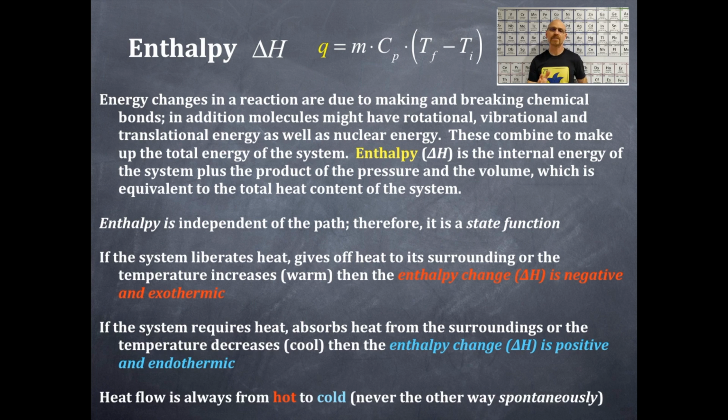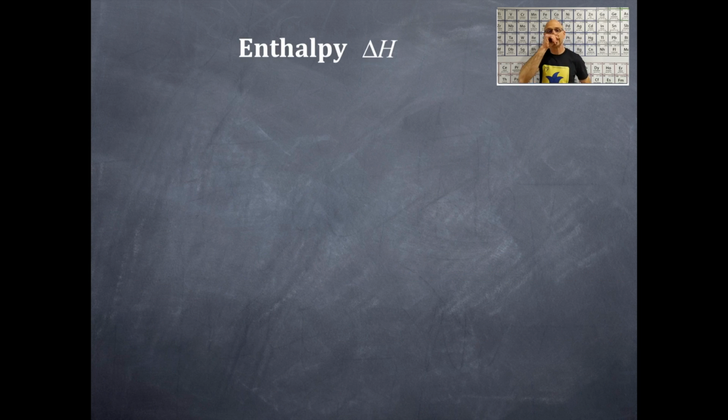Now, I did mention this on the last video and the last calculation, but I want you to make sure that heat always flows from the hot object to the cold object spontaneously. It never occurs the other way around unless there's an input of energy. All right, so a little bit more about delta H and enthalpy.